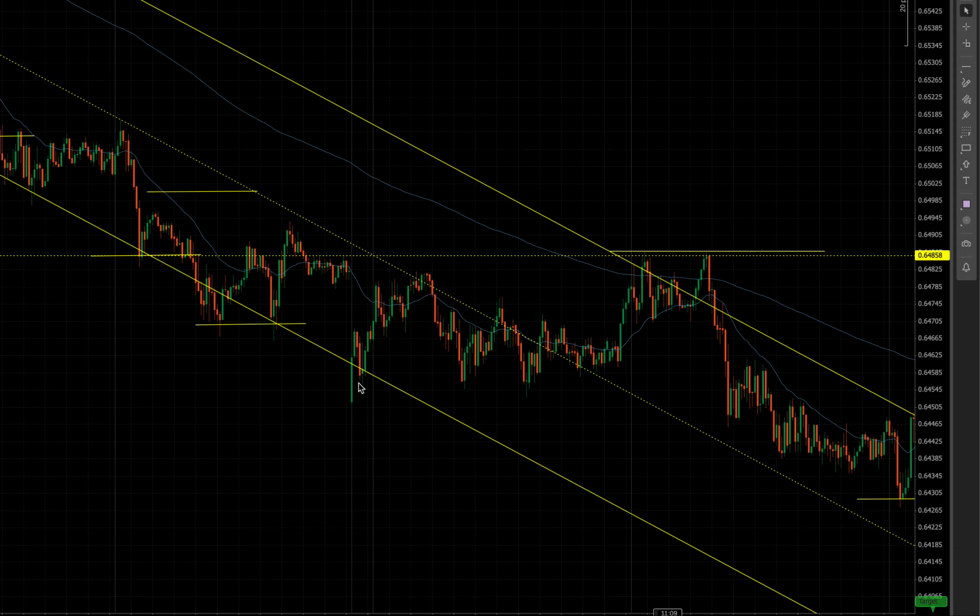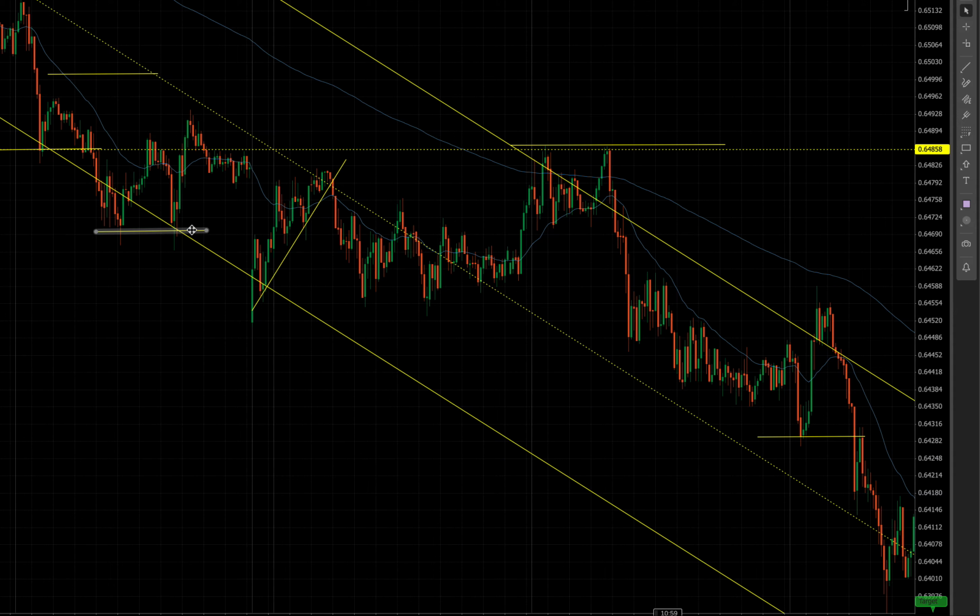So if this is an AB, technically all of that is a mini complex pullback here. Again, you could see that. So if you were entering, that's the BC, and then it doesn't make a new low to complete the CD. So all of this is basically pullback. It's in this little value area.